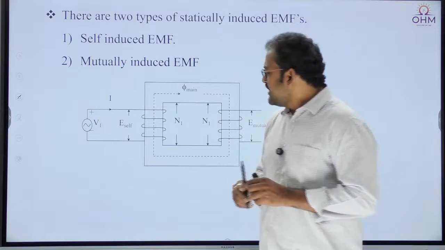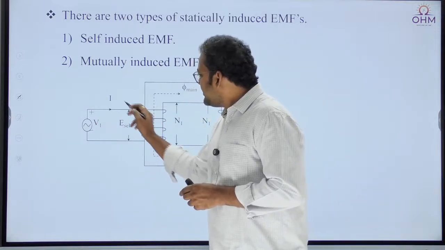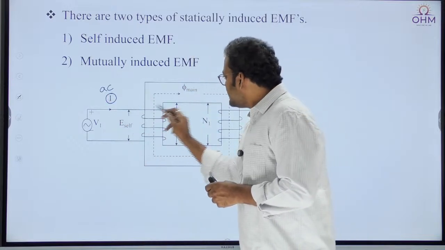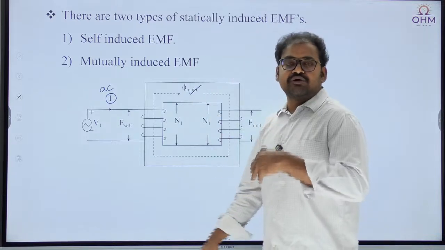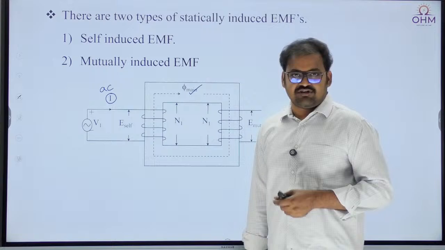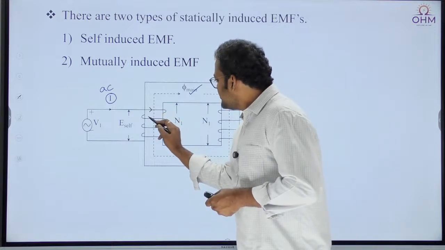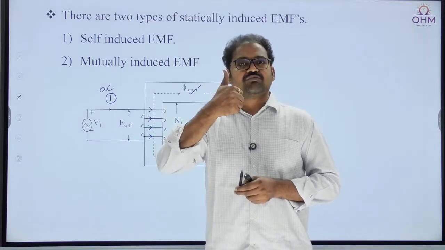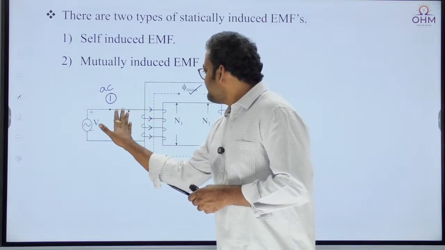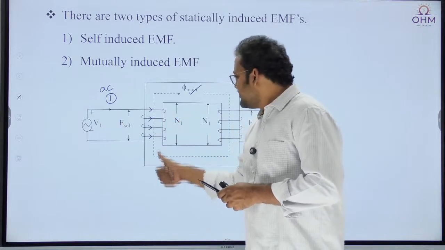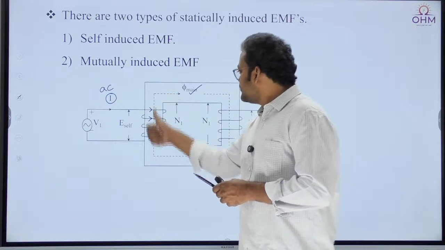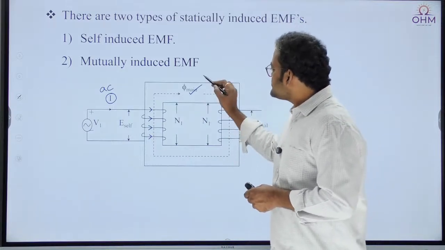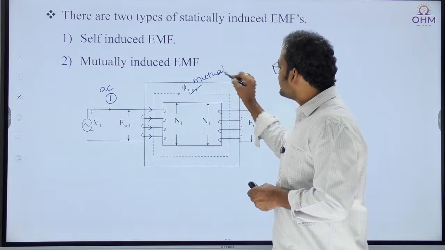Now we are exciting this primary winding from an AC voltage source. That is important. Therefore the current drawn by the primary winding is also going to be alternating current. So when the current is alternating, the flux that is created is a time varying magnetic flux. Whenever current passes through any winding, flux will be created. How to identify the direction of flux? Right hand thumb rule: if the four fingers represent the current direction, then the thumb represents the flux direction. This is how the flux is created, and we call this flux the main flux.